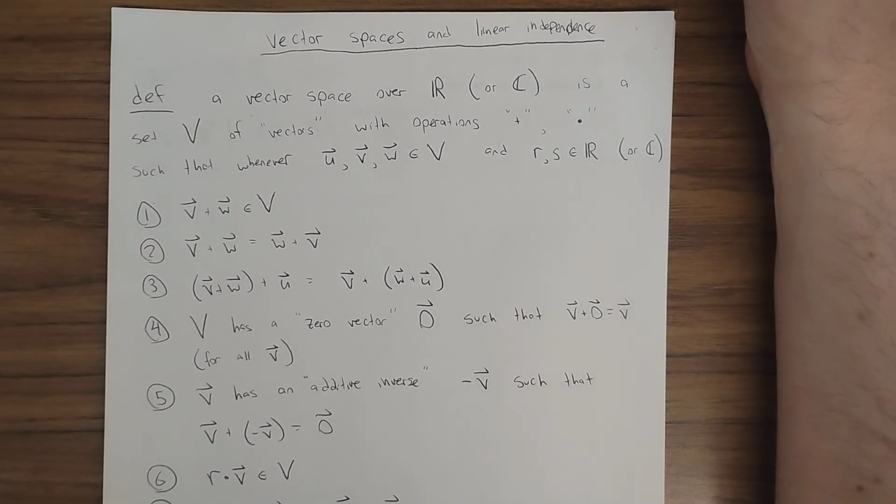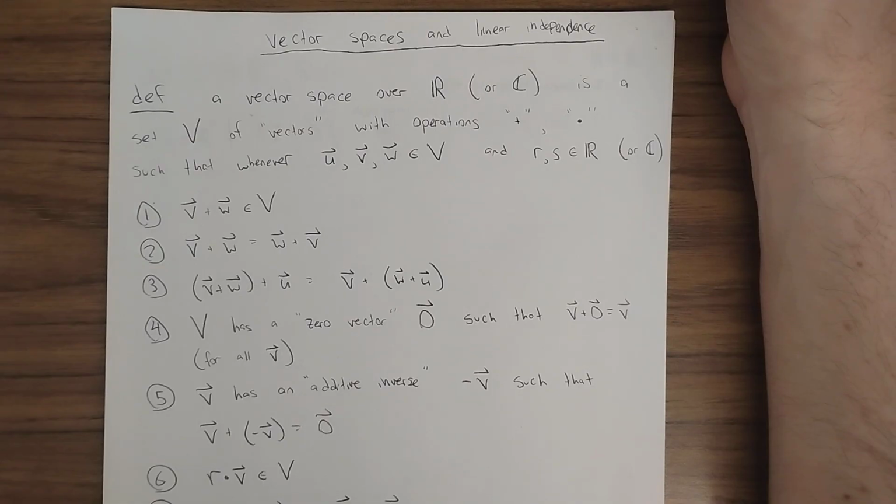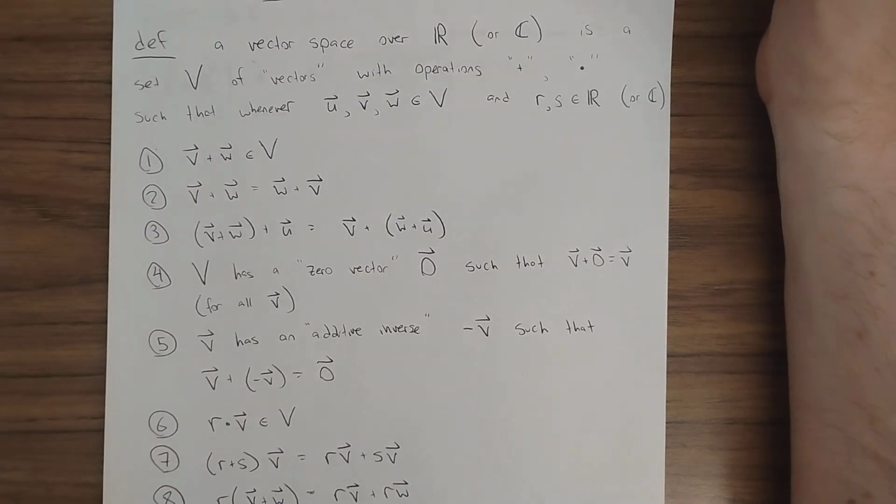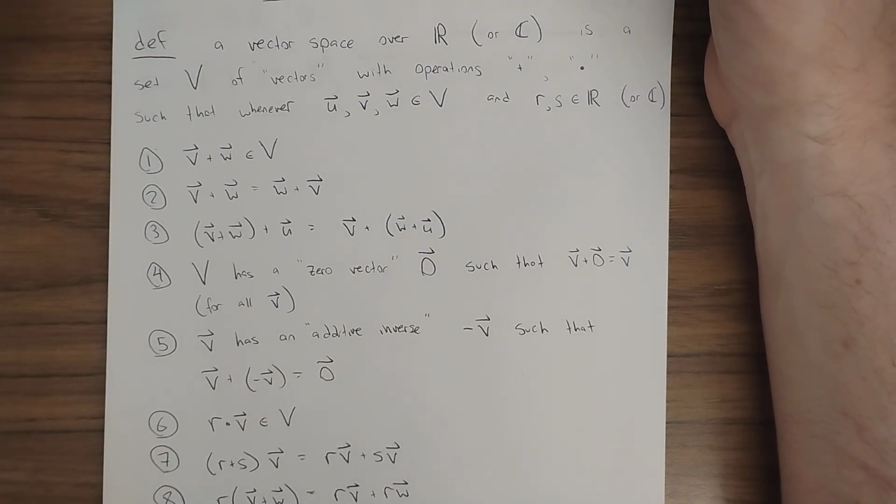Let's talk about vector spaces and linear independence. So here is a long definition. So what do we mean by a vector space?